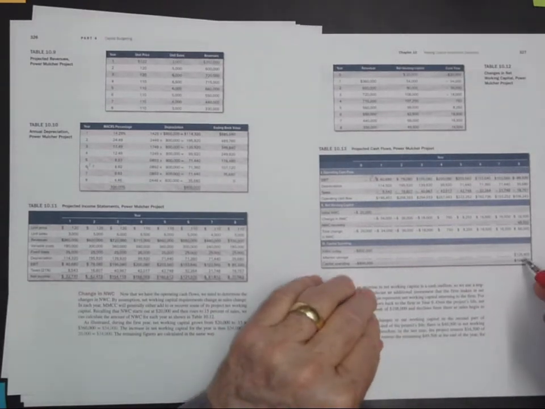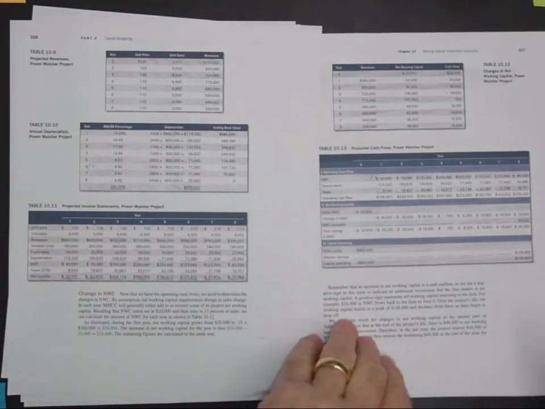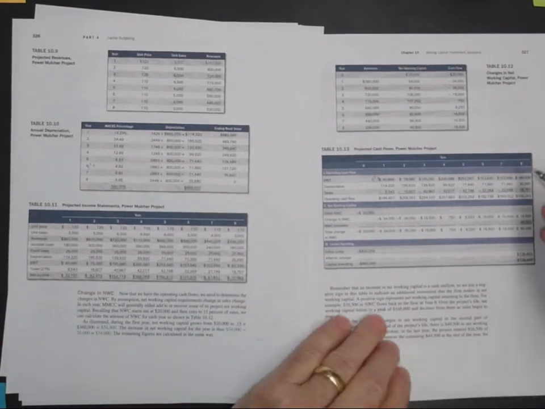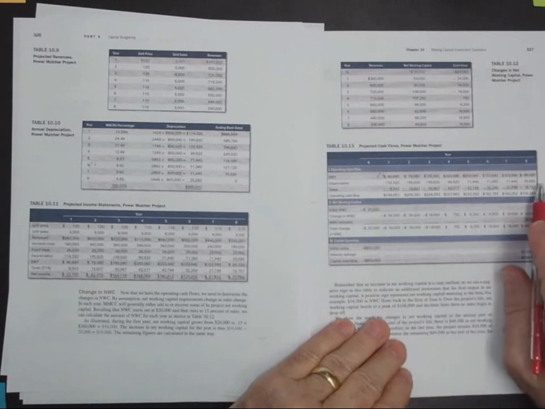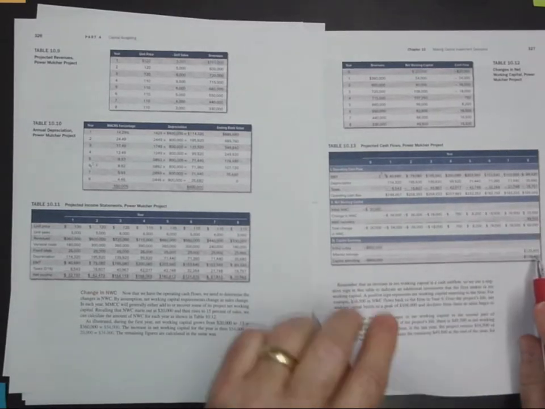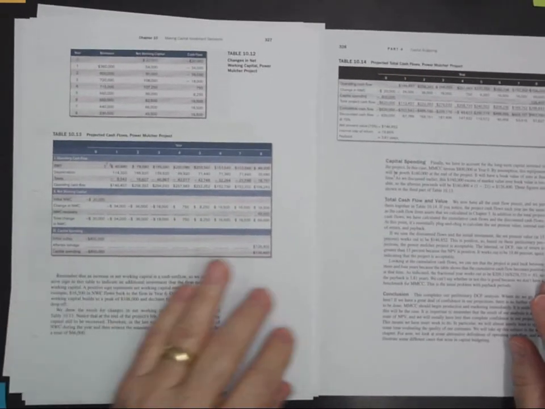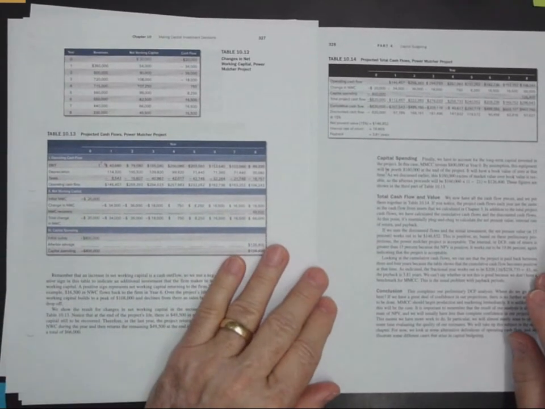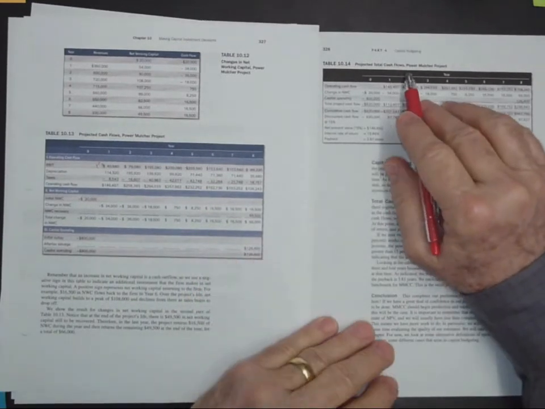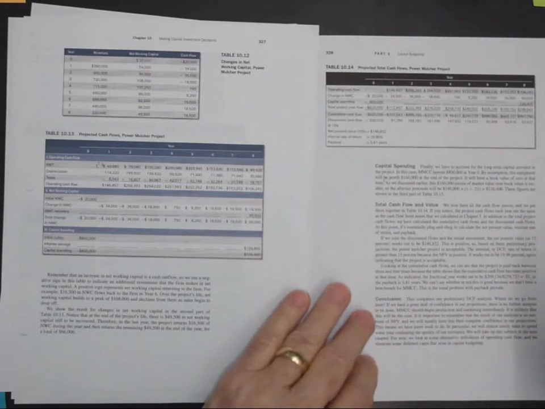So that'll be an inflow when we sell it. Remember, that is the price we sell it for less the tax we have to pay. So now we have our operating cash flows, our net working capital, and our capital spending. We have all three of these things. And now we're going to put them into a single table. So this is the projected cash flows for the Power Mulcher project.